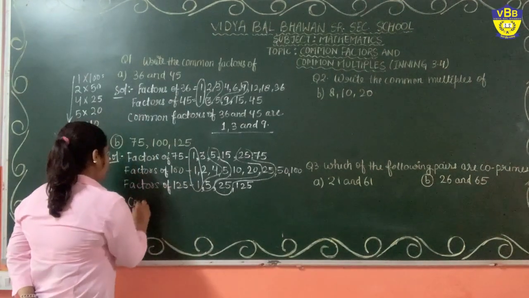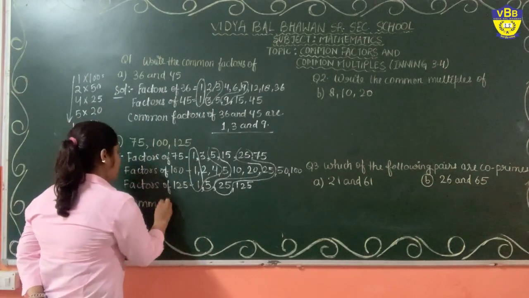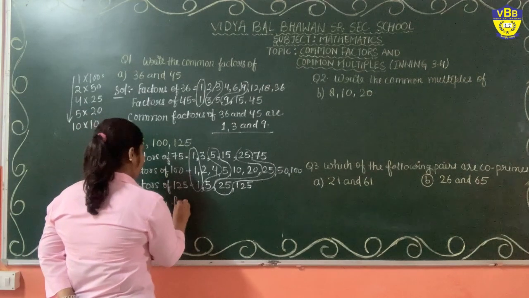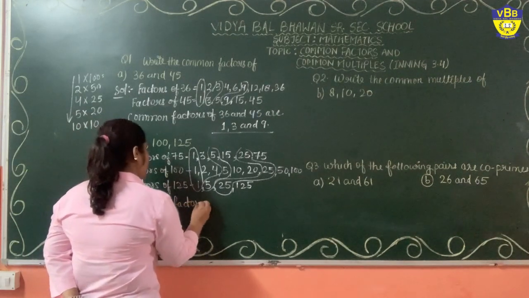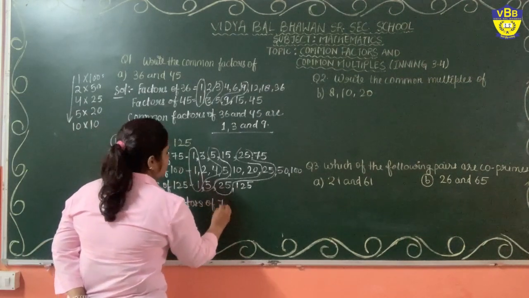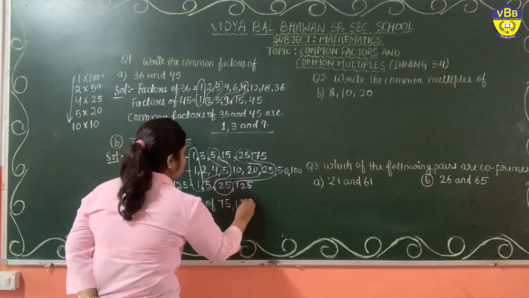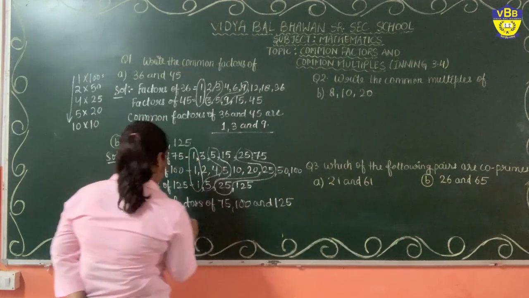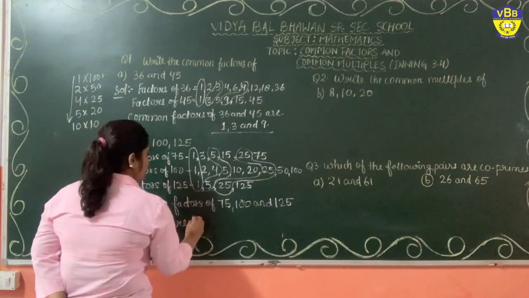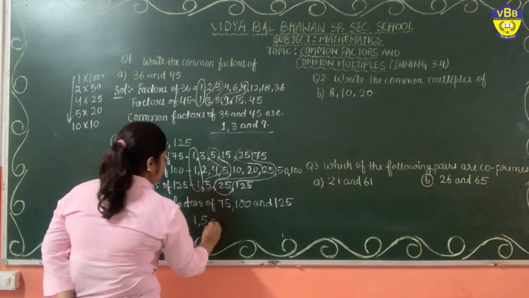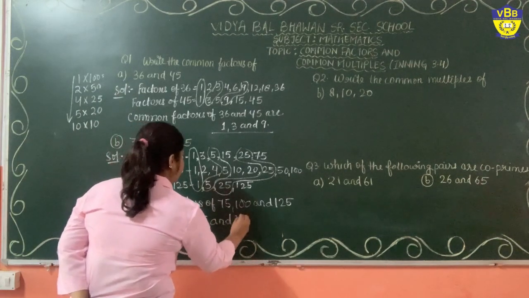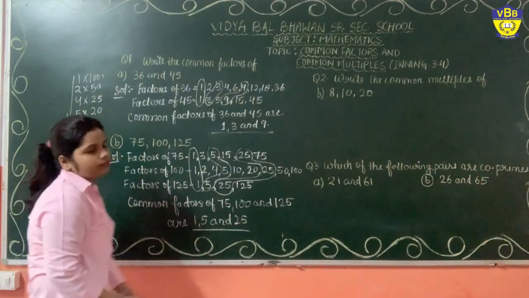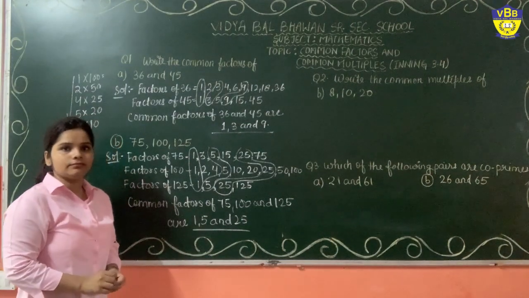Write it down like common factors of 75, 100 and 125 are 1, 5 and 25. This is the answer.